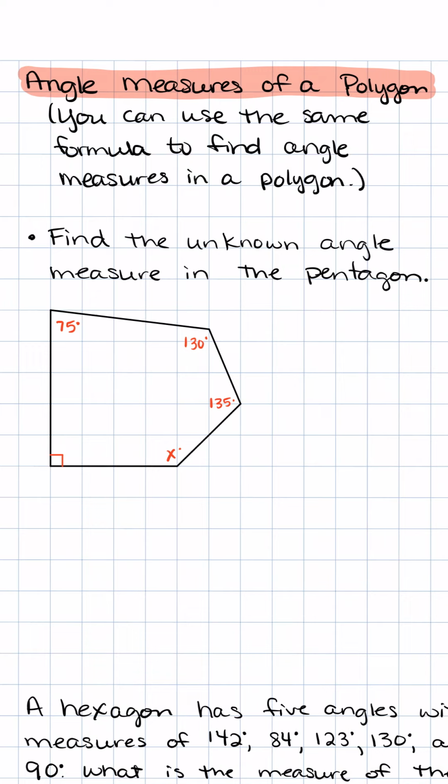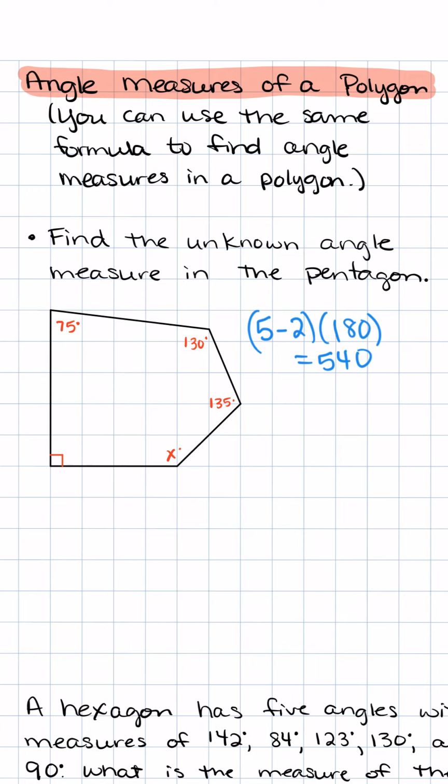So find the unknown measure in a pentagon. First, a pentagon, right, is 5-sided. So we need to use that same equation, 5 minus 2 times 180. So 5 minus 2 is 3 times 180 equals 540. So the sum of all these angles equals 540.